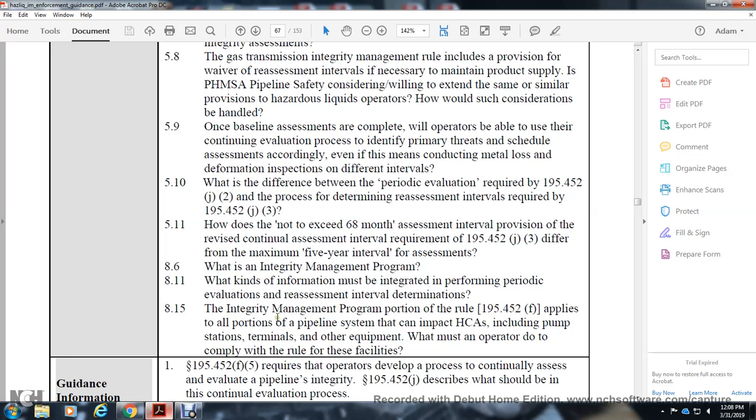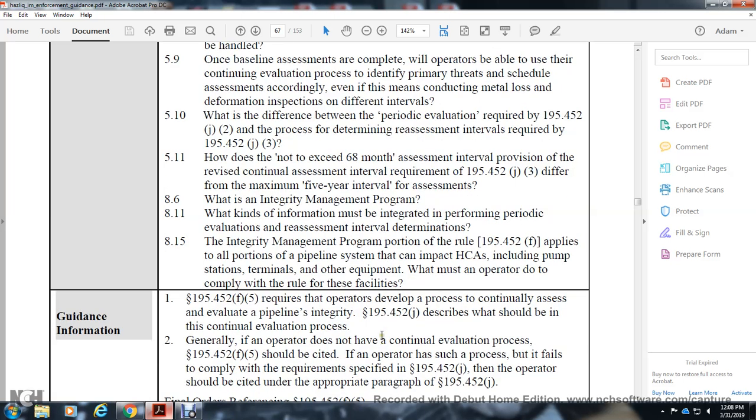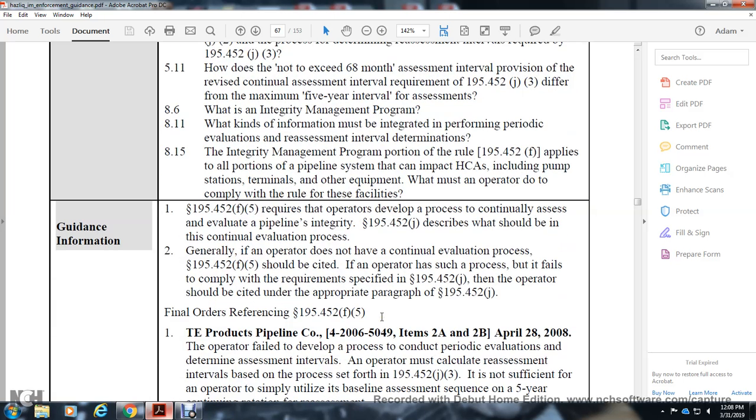The 195.452(f) portion applies to all pipeline with the high consequence area, including the pump station terminals and the equipment. The operator must comply with the rule and the facility guidance information of the 195.452(f)(5), which requires the operator to develop the process of continually evaluating pipeline integrity under 195.452(j).